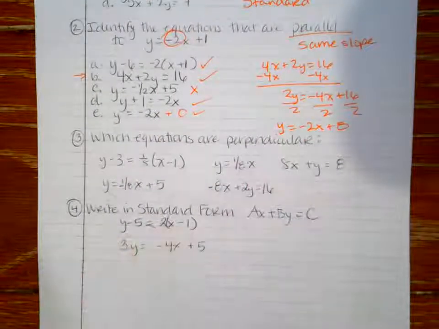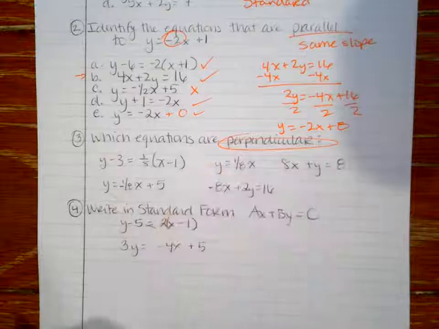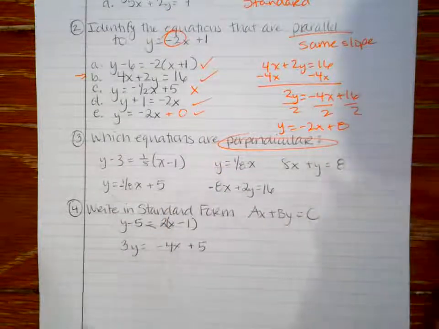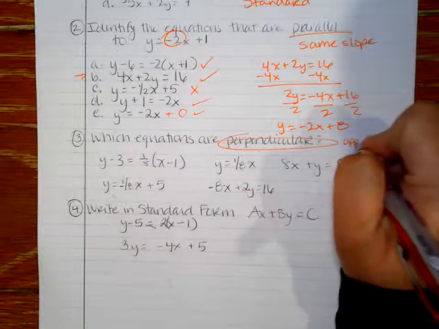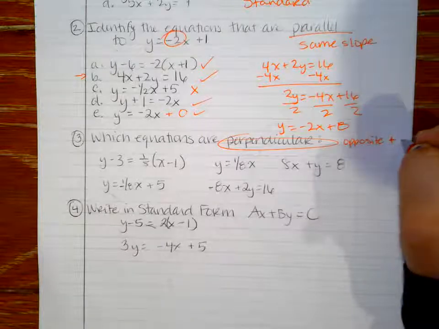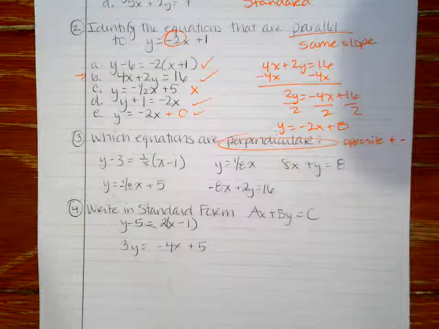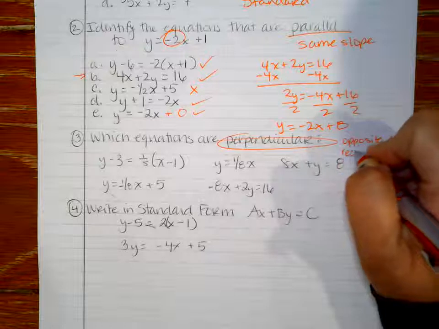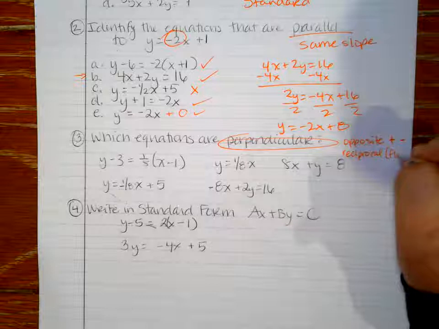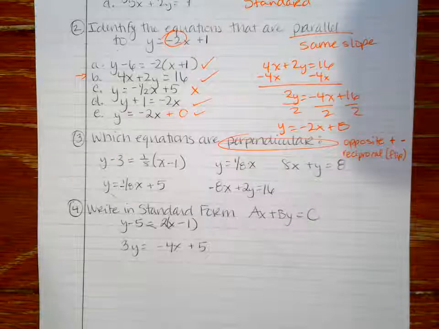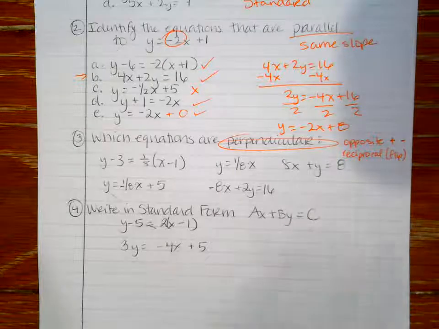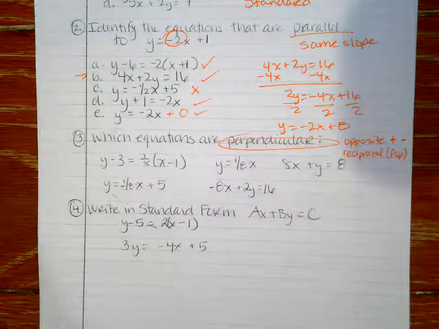Perpendicular. Okay, perpendicular slopes. You're looking again at the slopes, and you need opposite. Okay, and opposite has to do with the sign, plus and minus, negative, positive, and the reciprocal. So the reciprocal, I know a lot of you guys just like to call it the flip of whatever the number is. That's fine, but the actual word is reciprocal. So we just need to look at all these. We're just looking at the slopes.